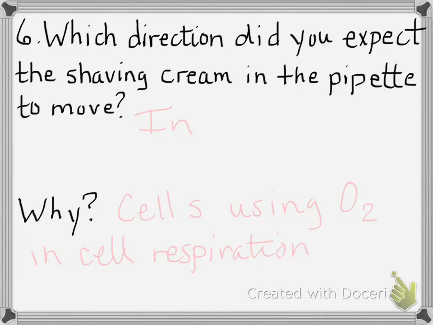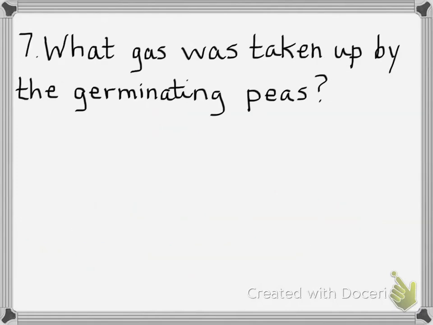So we've already answered question 7. But check out question 7. Did we already answer it? It says, what was the gas taken up by the germinating peas? It's oxygen. Everybody agree we already answered that question? Okay.